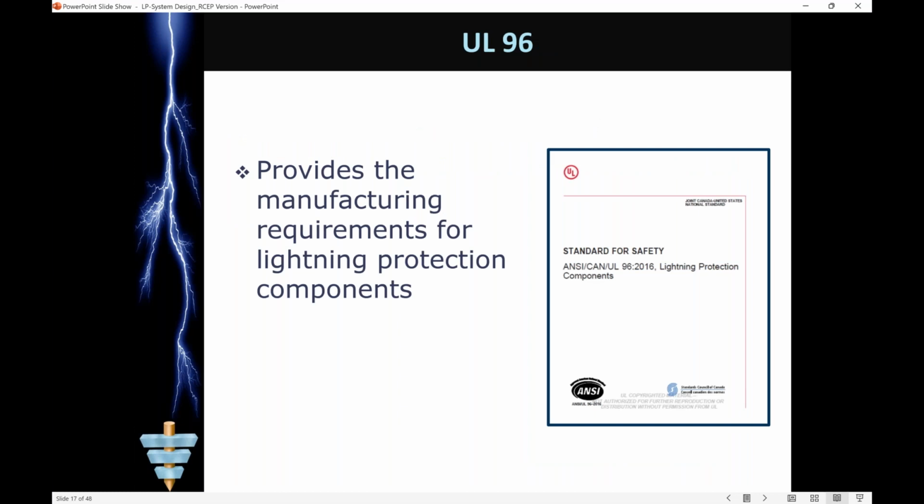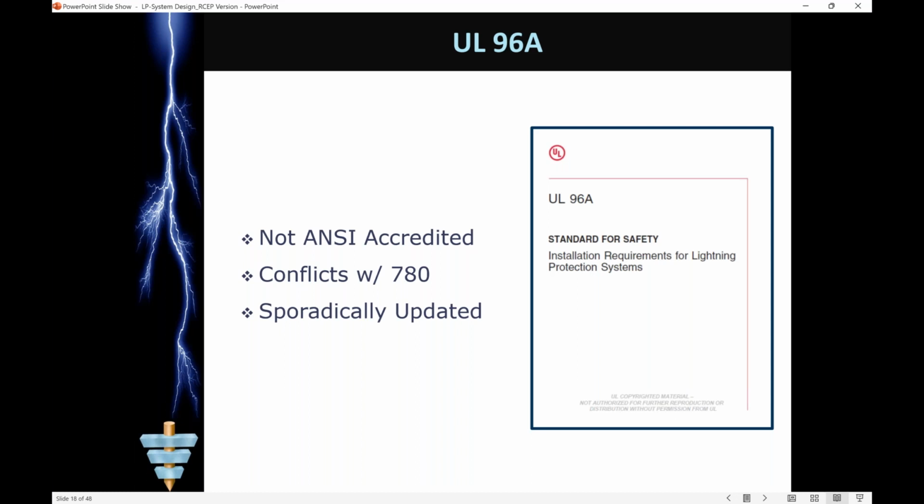UL 96 provides the manufacturing requirements for the lightning protection components. So for a system to be valid, the proper bonding connectors, conductors, all have to be listed for the purpose. UL 96A, it's not ANSI accredited. It conflicts on certain topics, certain installation practices with 780, and it's only sporadically updated. So again, this is why we prefer NFPA 780.